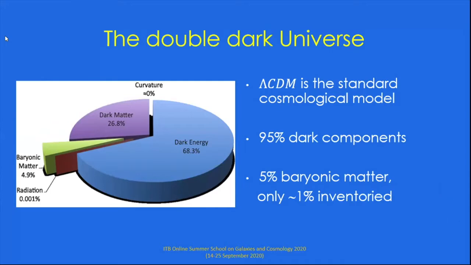Baryons are normal matter that consists of protons and neutrons and absorb or emit electromagnetic radiation. From this 5%, only 1/5 is inventoried in the form of stars, galaxies, and gas. In this lecture, I will concentrate on this 27% form of matter that is non-baryonic.